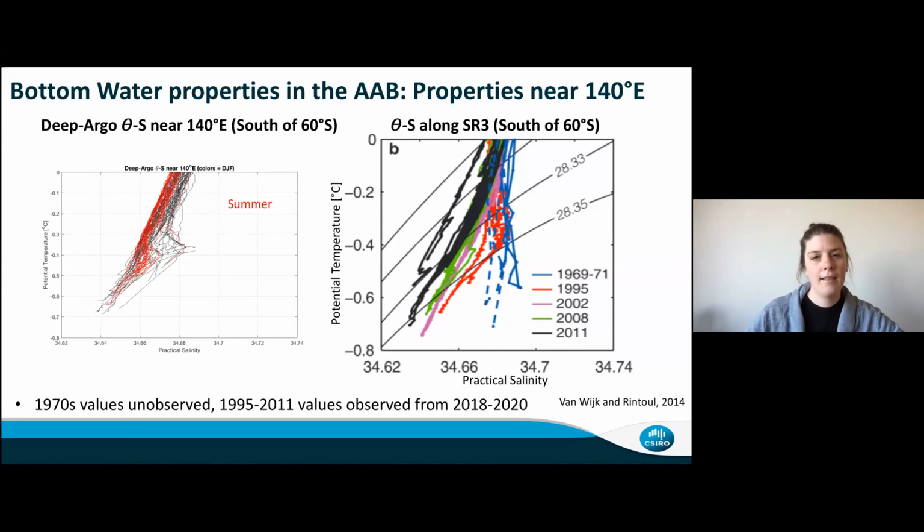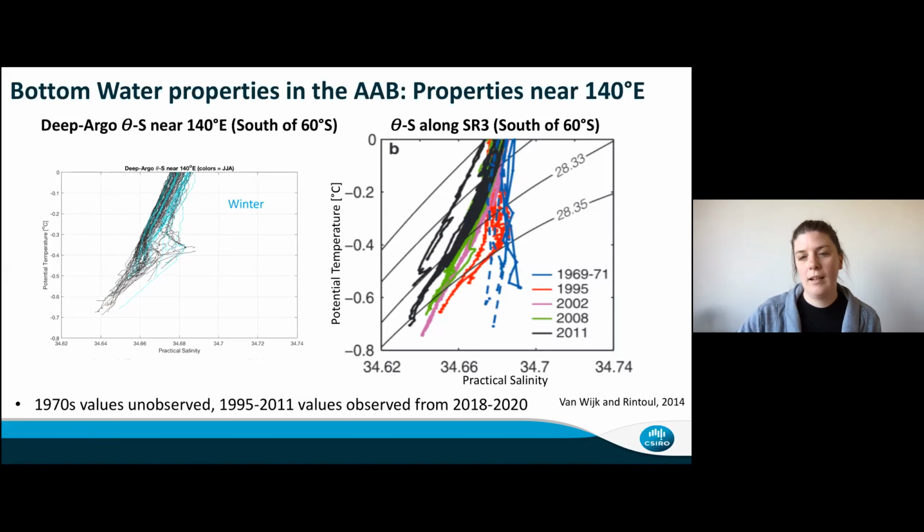And then I've highlighted the summer profiles in red here to show that there is a bit of seasonality, in that the summer profiles are very clearly fresher than the winter profiles, which are what you see here in blue. So there is some seasonality in the properties of the bottom water in this region.